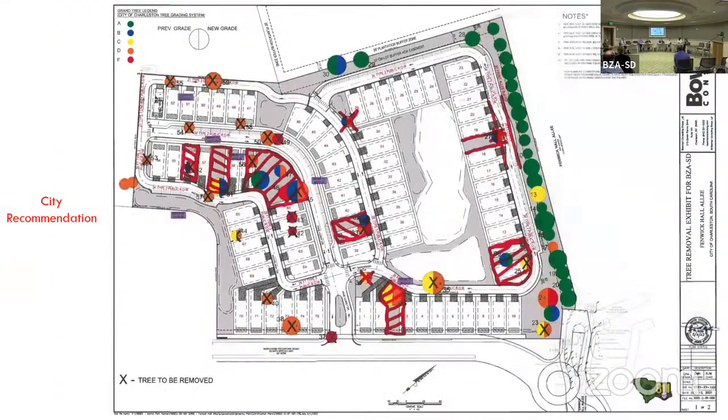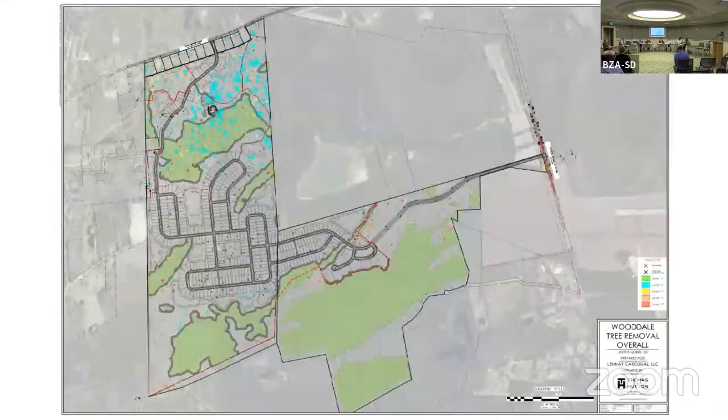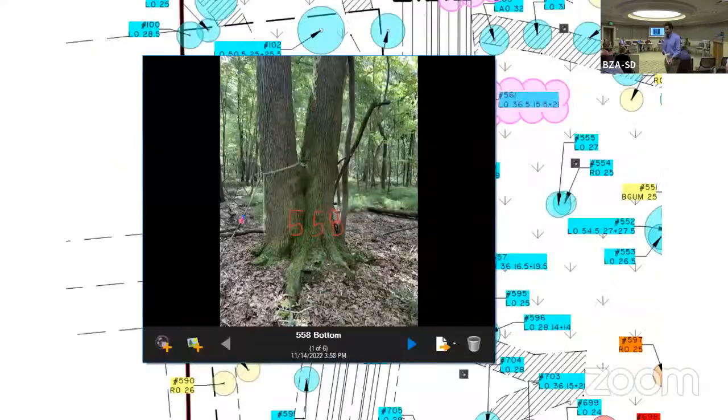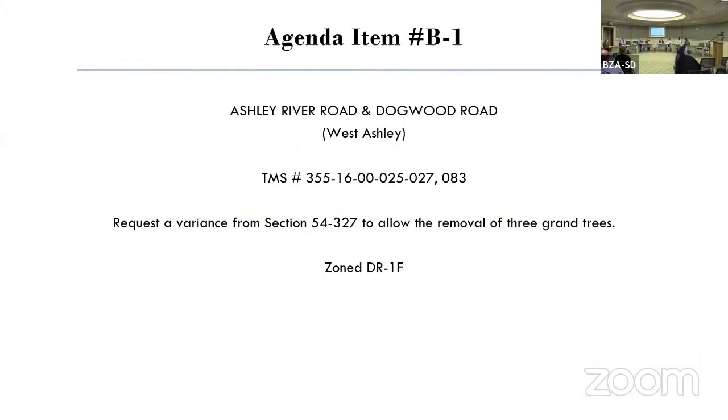It's Ashley River Road and Dogwood Road, West Ashley, the TMS numbers are 355.6000025, 026, 027, and 083. It's zoned DR1F and requested variance from section 54.327 to allow the removal of 3 grand trees. Okay. Great, you're ready.